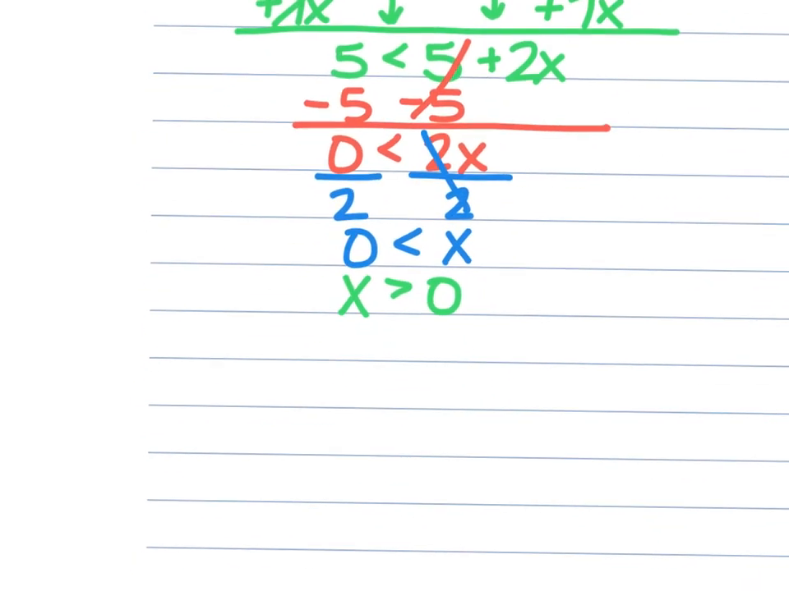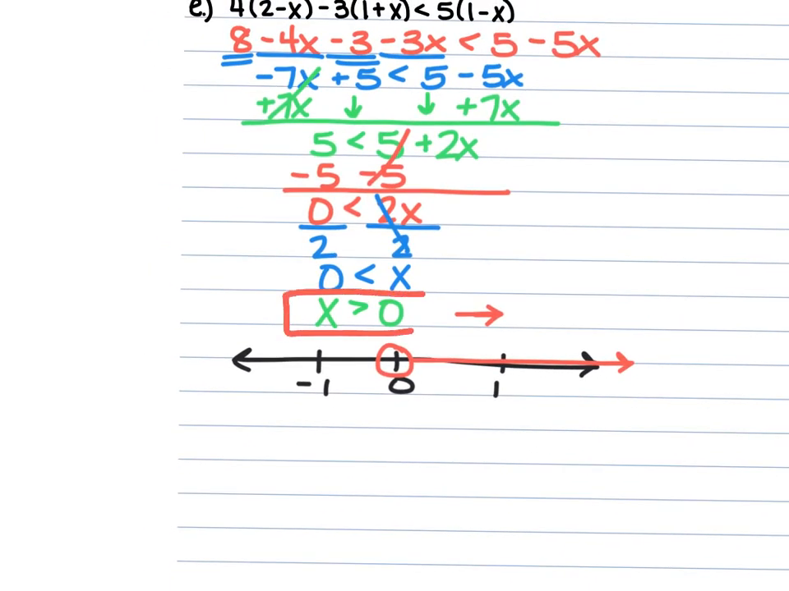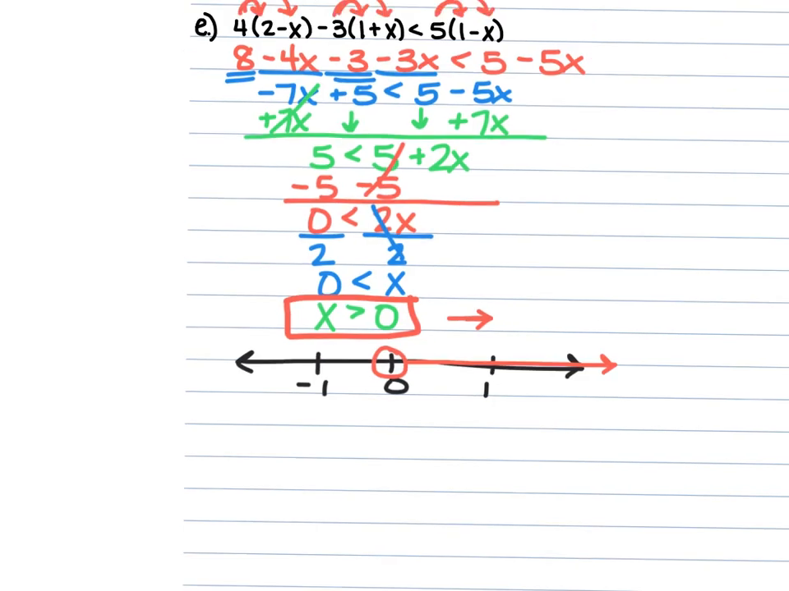On our number line, we're going to find 0. We're going to have an open circle, and our line's going to run to the right because our inequality sign is pointing to the right. So we have x is greater than 0, and our number line with an open circle on 0, and our line runs to the right. Remember, if your inequality has a greater than or equal to, or less than or equal to, we have a closed circle on that number on the number line that we're working with.